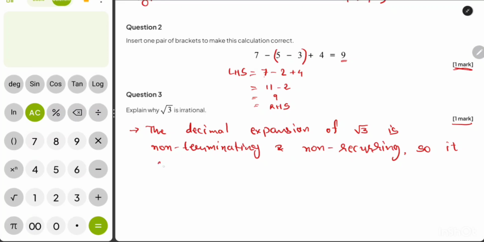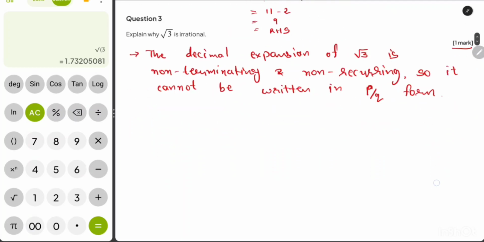So it cannot be written in p by q form, that means fraction form. You can also check using this calculator. If I'm finding square root of 3, you see it's showing up to a few digits only, but it's not going to end there, and you can see it's not repeating the same pattern. So it is non-terminating and non-recurring.